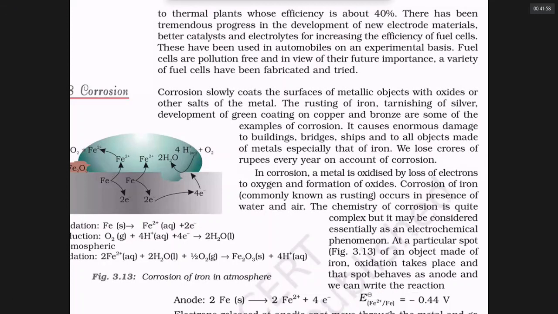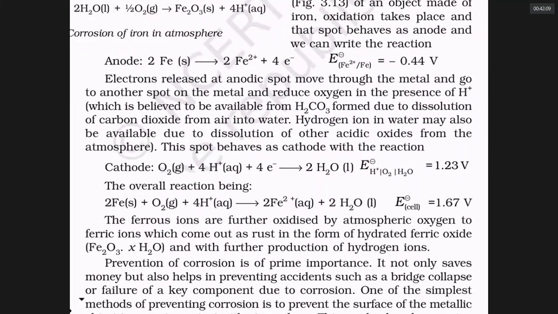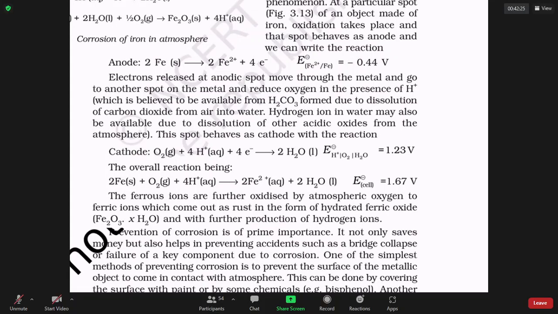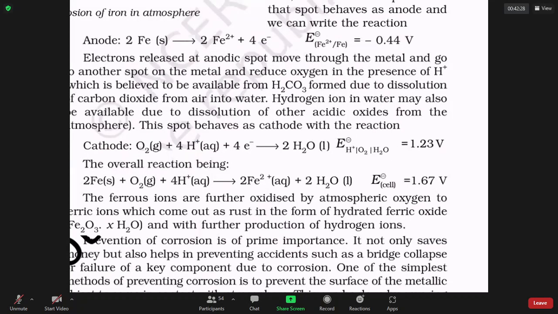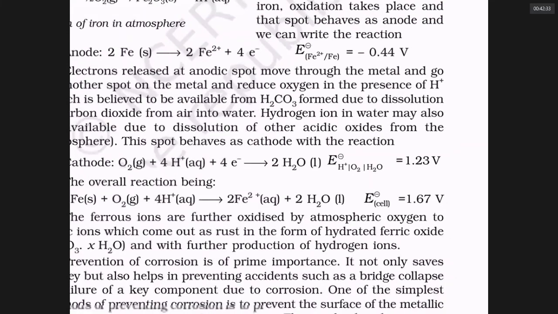What is the formula of iron rust? Fe2O3. What is the reaction happening at the cathode when iron is rusting? At the cathode, there is reduction. Oxygen takes electrons to become water. At the anode, iron loses electrons to become ferrous ions. The ferrous ions further take oxygen from air and become ferric oxide.